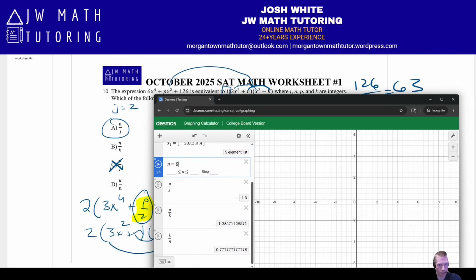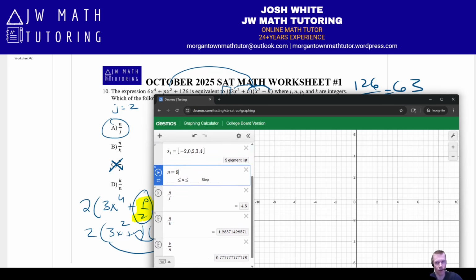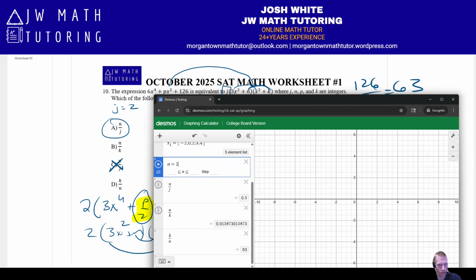So now we're down to A, B, and D. These all three are not integers. We need a different pair of factors of 63. So instead of 7 and 9, let's just try 1 and see what happens. Okay, 1 and 63. A and B are still not integers, so I have to keep them. D is an integer. Let's get rid of it.